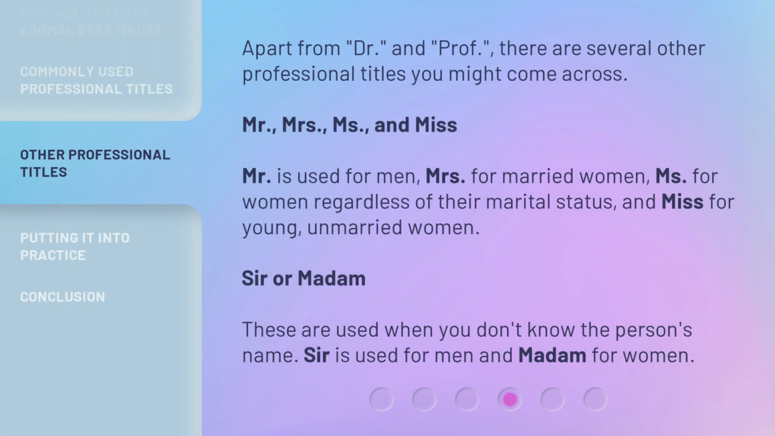Apart from doctor and professor, there are several other professional titles you might come across. Mr., Mrs., Ms., and Miss. Mr. is used for men, Mrs. for married women, Ms. for women regardless of their marital status, and Miss for young, unmarried women. Sir or Madam. These are used when you don't know the person's name. Sir is used for men and Madam for women.